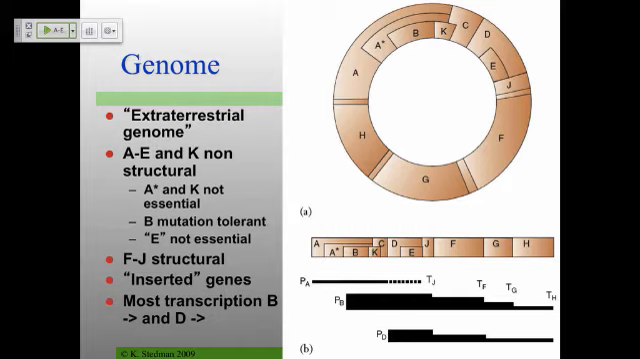Turns out that A star and K, you can get rid of completely, the virus functions. Why they're there, why they're conserved, kind of anybody's guess. The B protein is probably one of the most mutation tolerant proteins that anybody's really looked at. Turns out you can make, I think it's up to about 30% changes in the protein sequence, and it's still functional, which is really pretty amazing. The E protein, which is another one of these overlapping open reading frames, is also not essential.